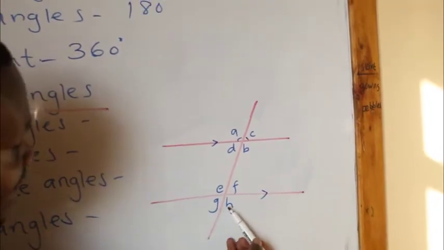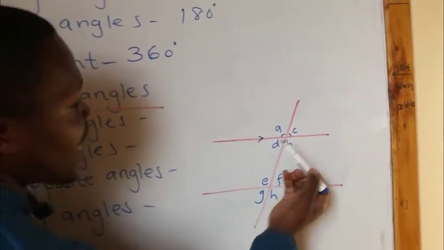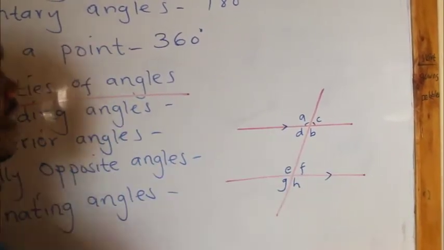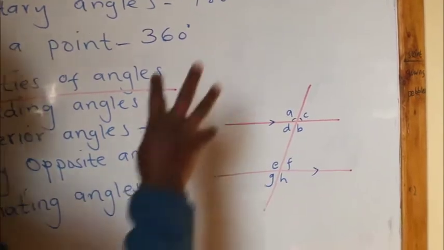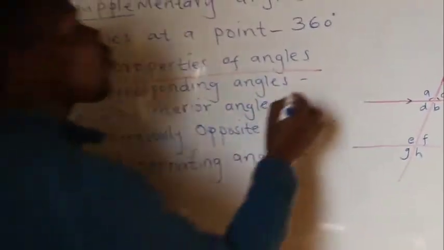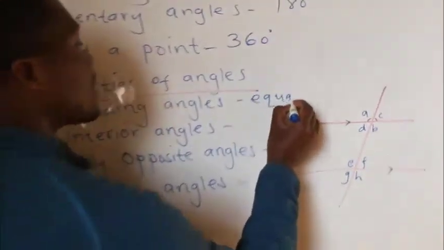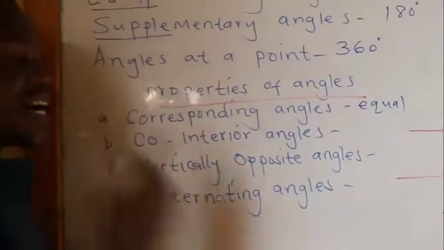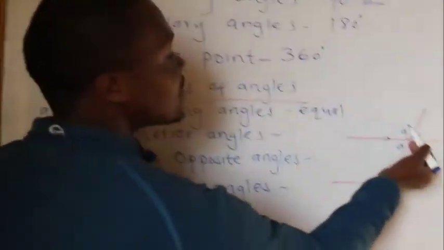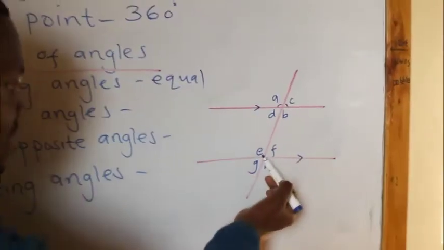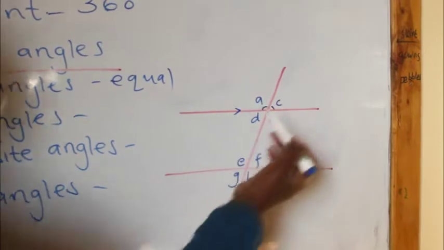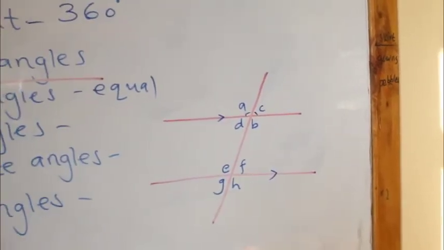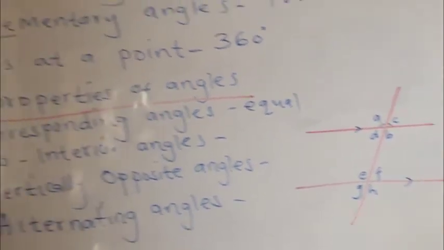Look at this. H and B are corresponding angles. Along this line, you can see G and D are corresponding angles. And the corresponding angles are equal. Any angles that are corresponding to one another, then those angles are equal. So if A is 80 degrees, then E is 80 degrees. If C is 30 degrees, then F is 30 degrees. That is one rule that you're supposed to know, learners.